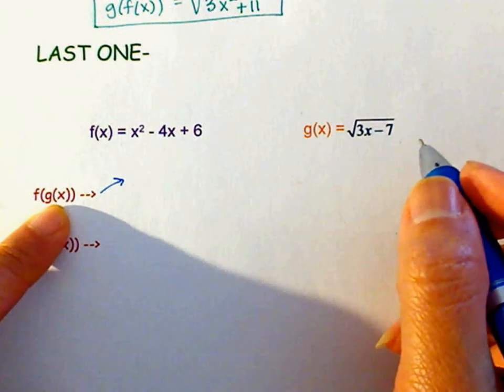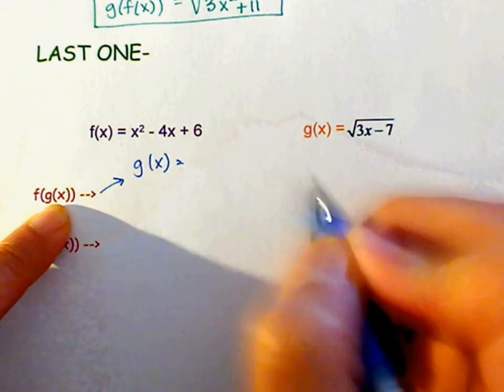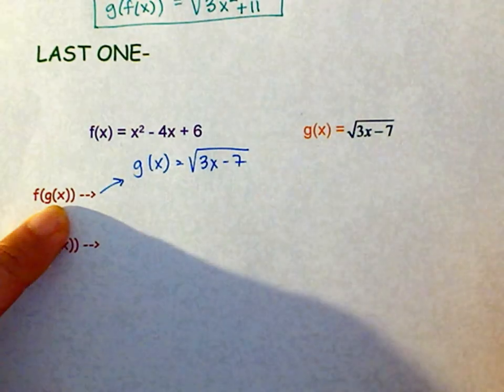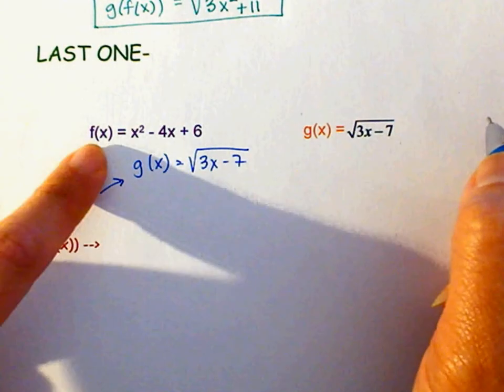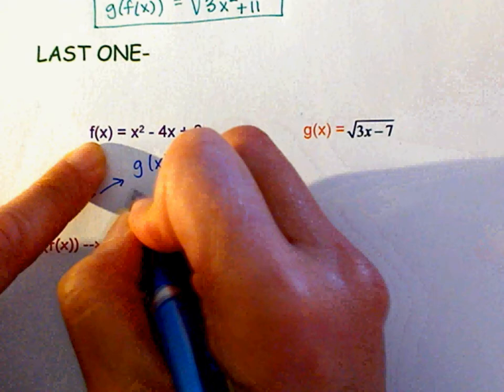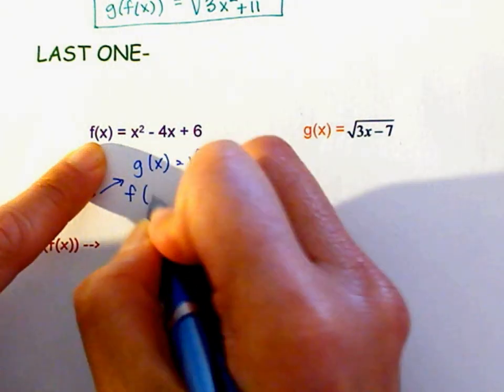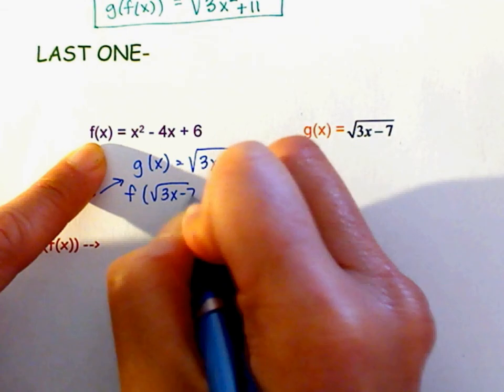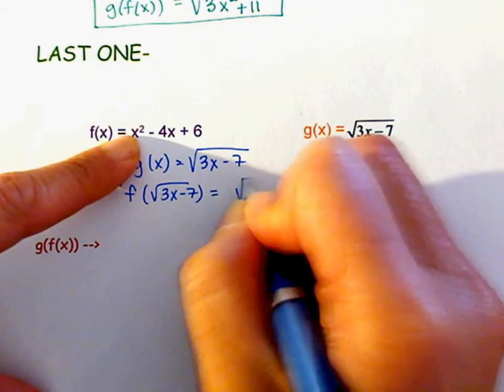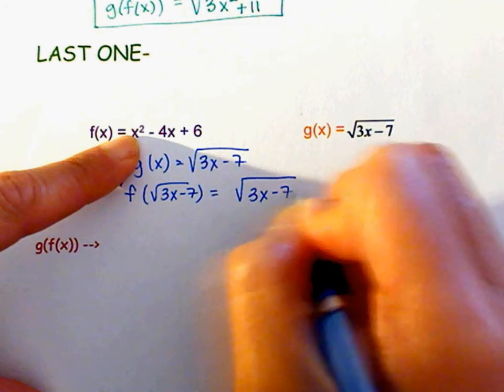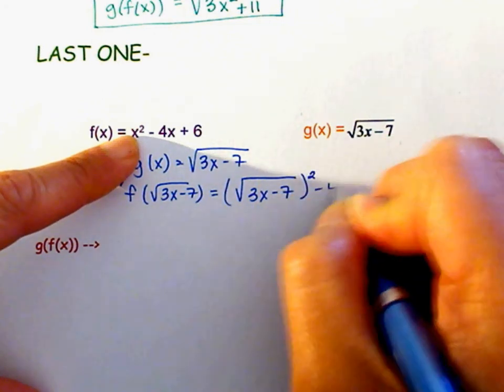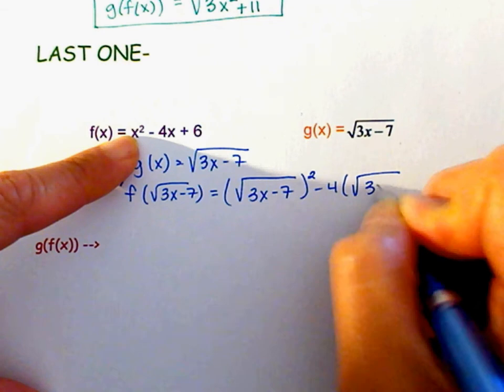I'm going to move this paper up a little bit. Okay, so here we have this one, g of x first. Ready? So g of x is square root of 3x minus 7. We're going to plug in all of that into where x is, because your new x is now square root of 3x minus 7. So here we go. Square root 3x minus 7 square minus 4 times the square root of 3x minus 7. Bring down your 6. Okay?